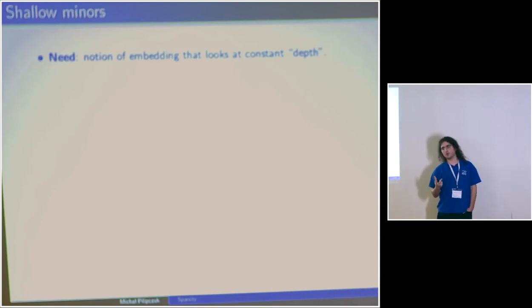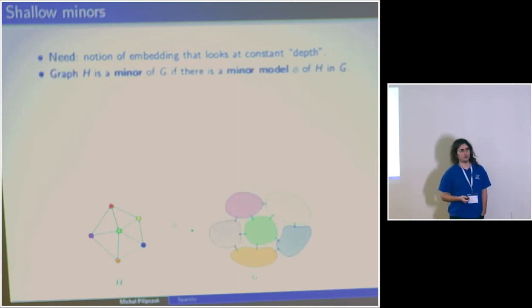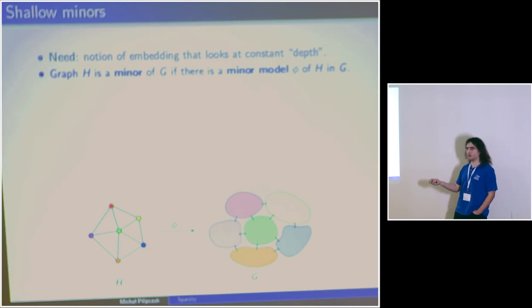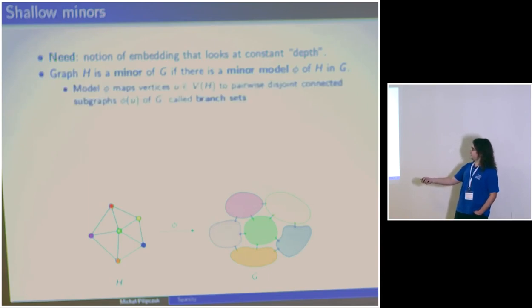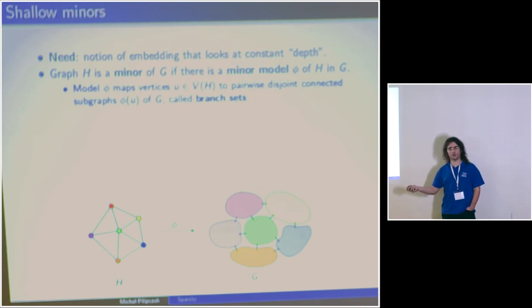So so far we work with subgraphs. Yes? And now we want to change the notion of embedding of a graph to capture things that are seen at constant depth. Yes? So let me recall to you the notion of a minor. So a graph H is a minor of a graph G if I can find a minor model of H in G in the following sense. Every vertex needs to be mapped to a connected subgraph of G. Yes? These subgraphs are called branches and they should be disjoint.